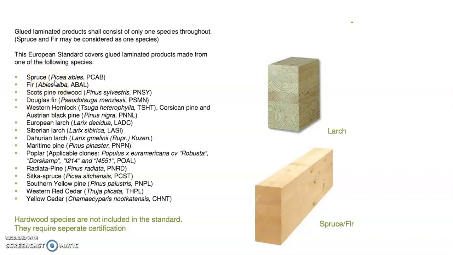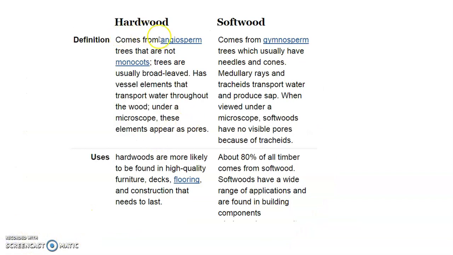But take note, they are mostly softwood, and they are not really hardwood. Hardwood is not included in the standards, and it will require a separate certification. So there is a difference between hardwood and softwood. Hardwood comes from species whose leaves are typically broadleaf, whereas softwood trees have leaves in the form of needles and cones.